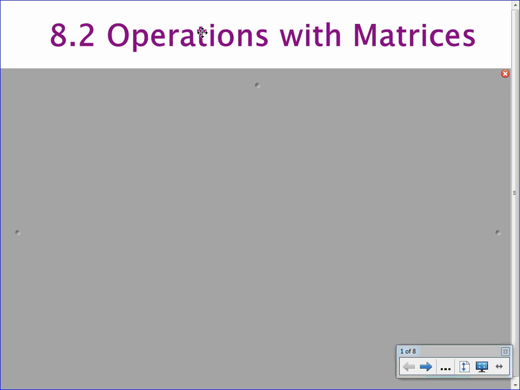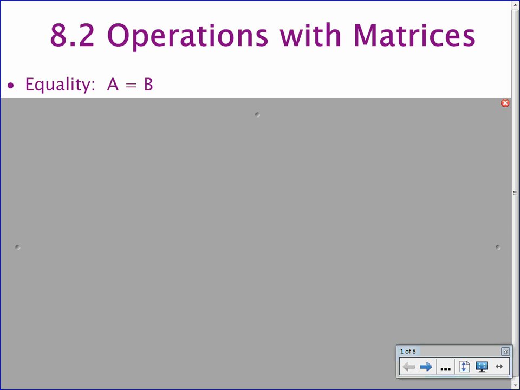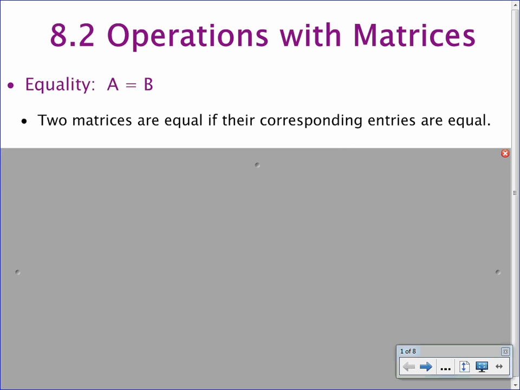So first of all, two matrices are equal if their corresponding entries are equal, which means they must also have the same order. We have the same order and each entry is equal.